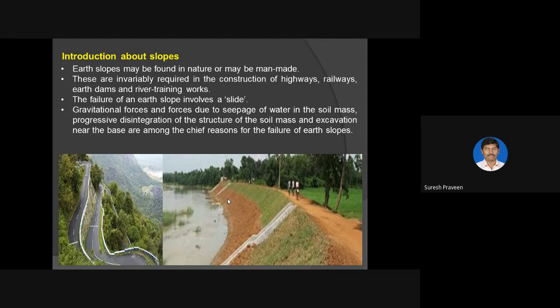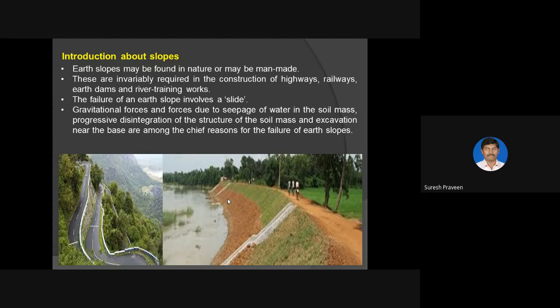One is a ghat section, the side of a mountain. Here it is an anicut, we can say, or a bund for the tank, right? For the inspection and everything, we can simply construct a bund, right? So these are all slope structures. So we have to design this as per the engineering perspective.